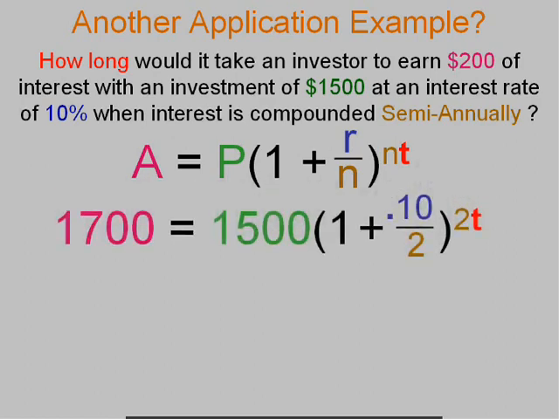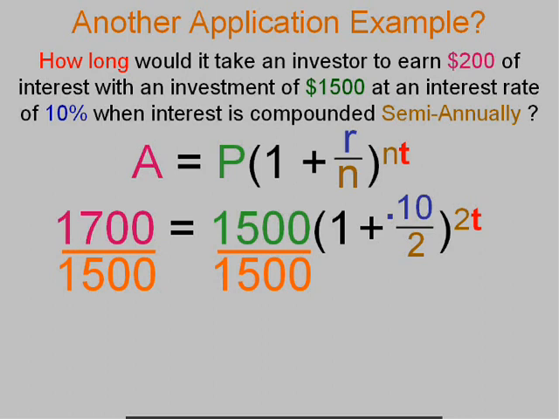I put in the 1,500 for the principal. The 1,700 came from adding 200 to the 1,500 because I earned 200 of interest. Recall that the accrued is principal plus interest. And then, as you can see, your blue 10% and your 2 for the N. And what I don't know is time.